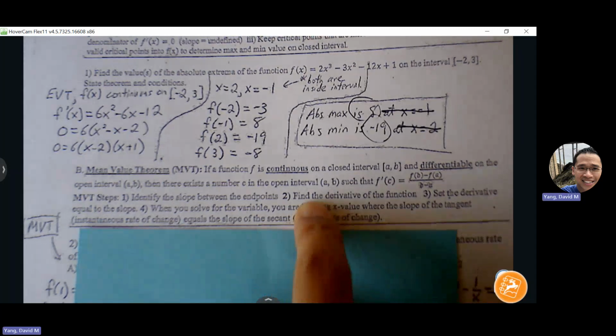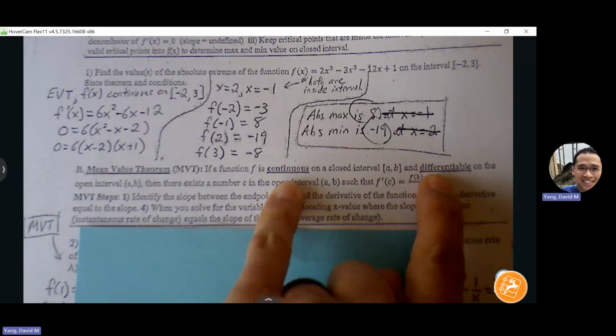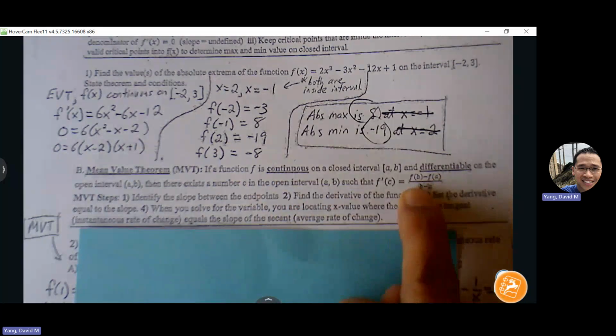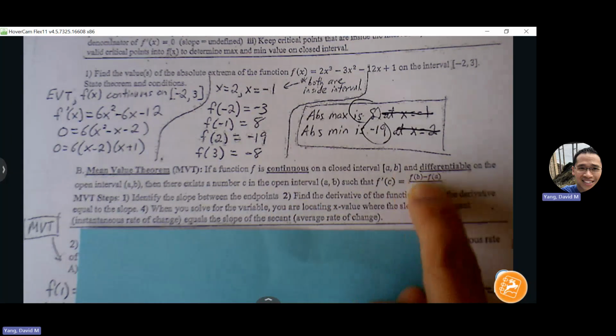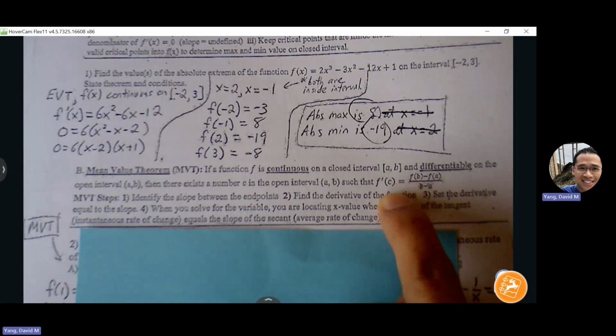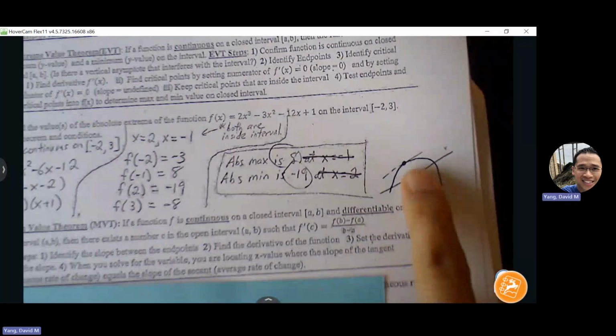So we first have to establish our conditions. Is our function continuous on the closed interval? Is it differentiable on the open interval? And then we're going to find our endpoints and find the slope between the endpoints, set that equal to the derivative function. And when we do that, we're able to find the location on the curve where the slope that we're looking for exists.